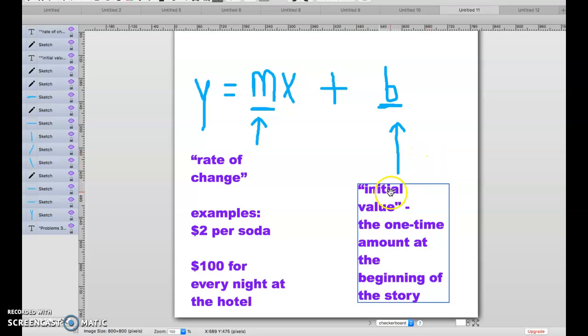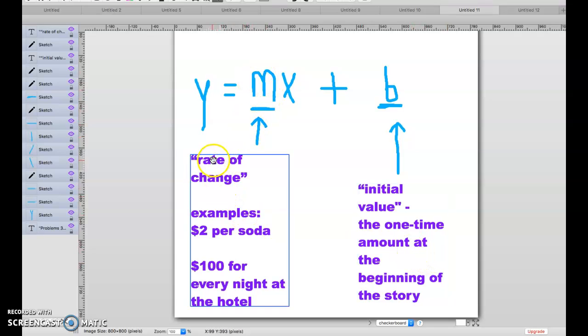B is what we call the initial value. That means the one-time amount at the beginning of the story. So you really have to think about the story that they give you and think, okay, what's the amount at the very beginning of that story that happens only one time? It doesn't happen more than once. It just happens one time.